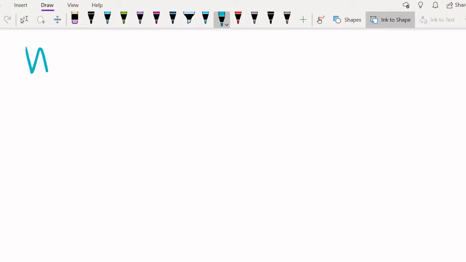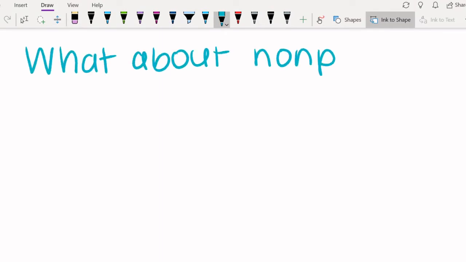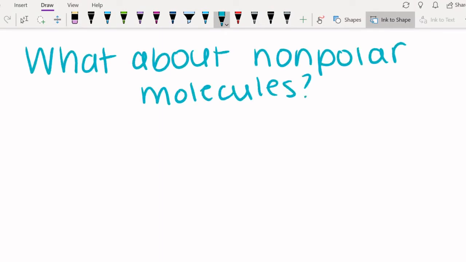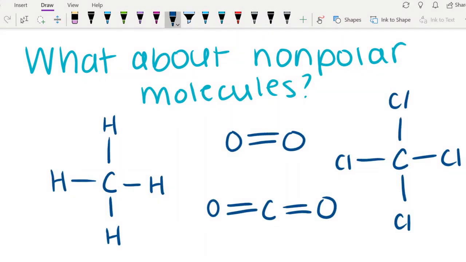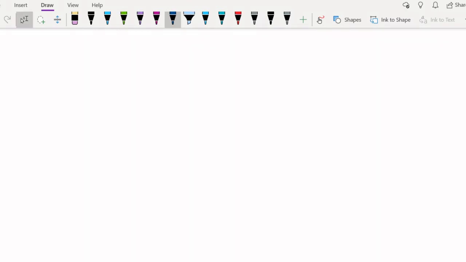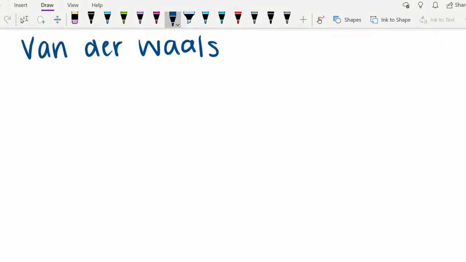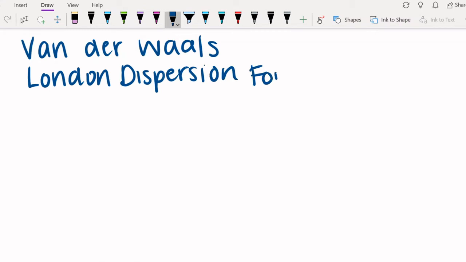At this point, we've talked about polar molecules and ions. You may be wondering, what about nonpolar molecules? Yes, nonpolar molecules do interact. The name of this interaction is van der Waals or London dispersion force. The names are used interchangeably, and they describe the same force, but I'll be using the term London dispersion force because that's what I was taught.